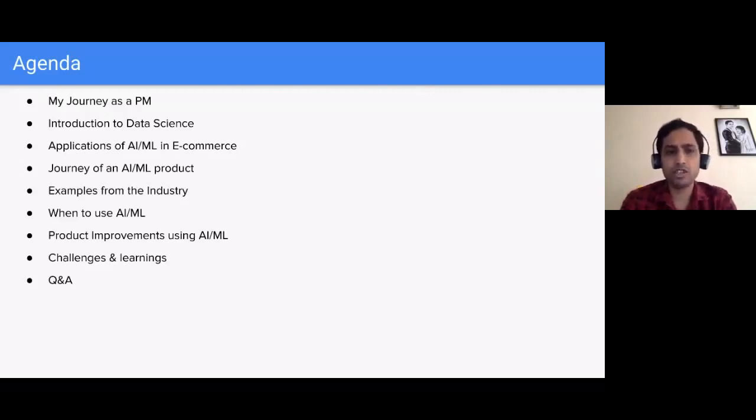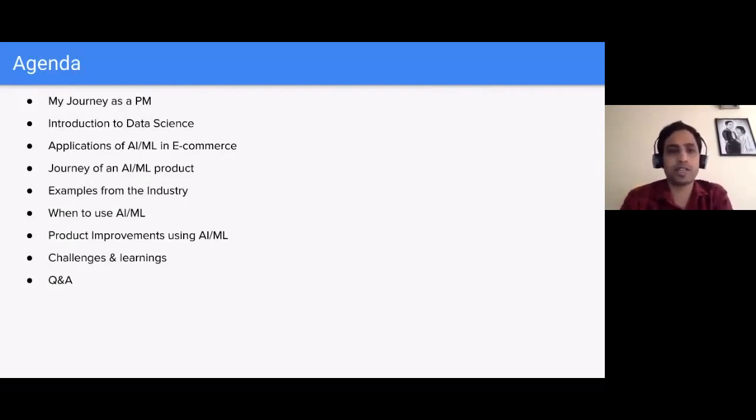Then we'll switch on to understanding the process of building an AI ML product. What is the journey of building it? Who are the different stakeholders who get involved in that? How do they interact with each other? Understand that a bit in depth. We'll take certain examples from the industry, mini case studies, to help understand the concepts a bit better while building an AI ML product.